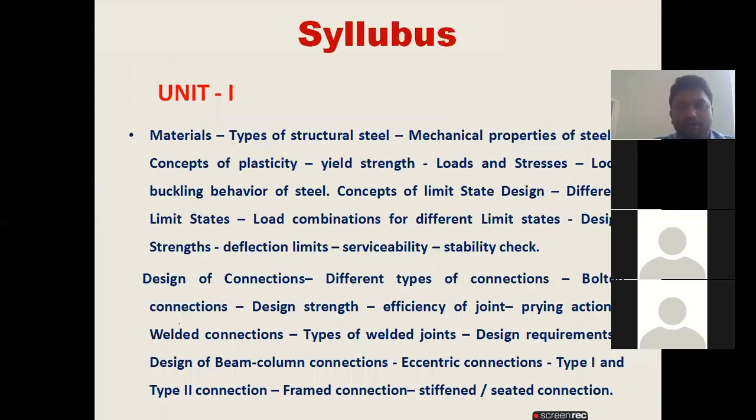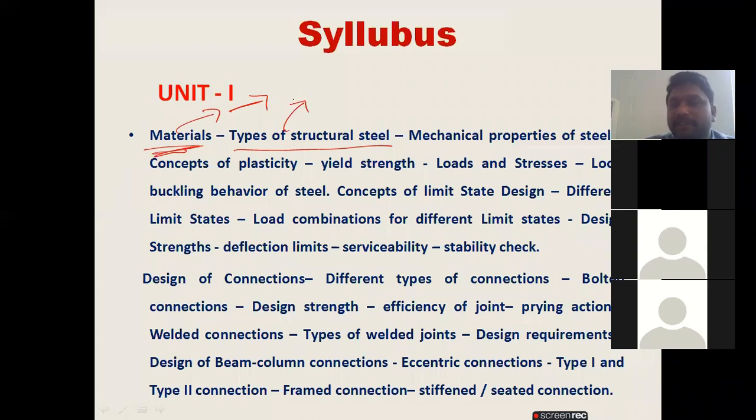Okay, so now coming to the syllabus. First I will read the syllabus. In unit 1, especially, we are going to discuss the materials. In this topic, we discuss different types of materials, the types of steels also. Second one, types of structural steel.